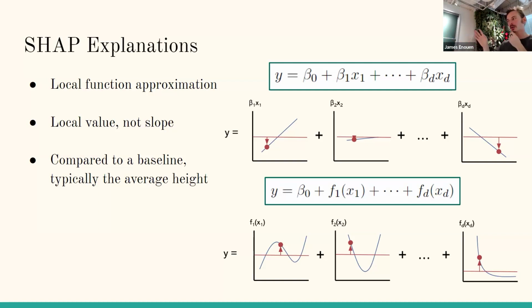But that's not what's happening here. You're plotting the value, so the slope times the actual feature value, which then corresponds to the additive model case. So you're only looking at the height. So it only has this local information, which is why Shapley is a local explanation approach.